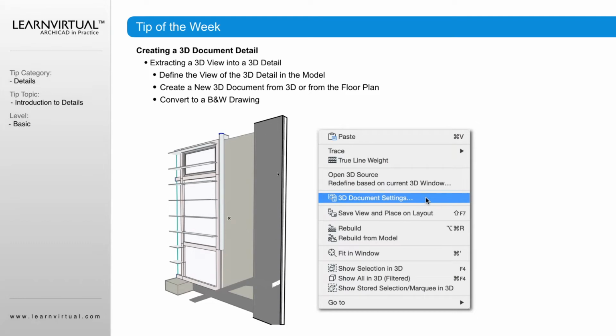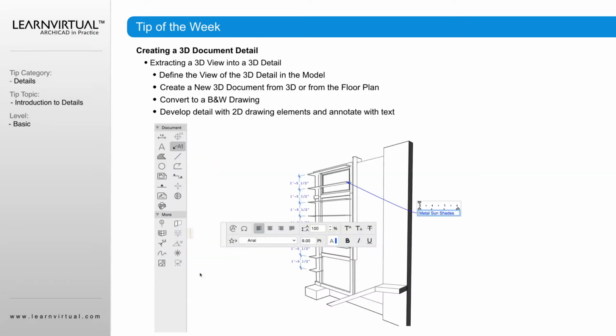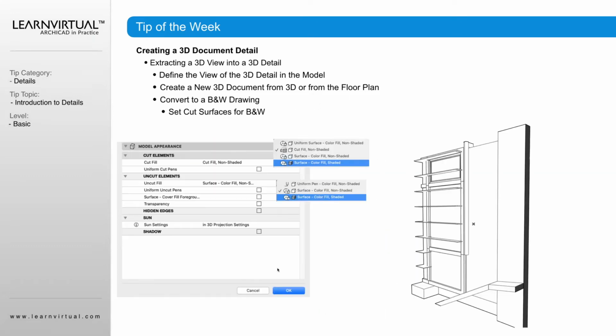This is no longer linked to the model. We can add and delete our fills without affecting the model. But now I want to take this and convert it into a black and white drawing. So to do this, once we have our 3D document, we're going to go into the settings of that 3D document. And we're going to come down to model appearance.